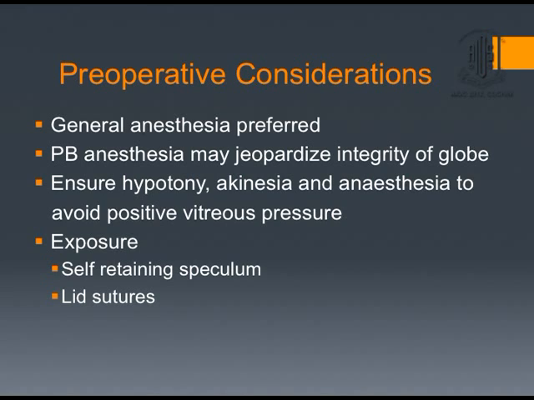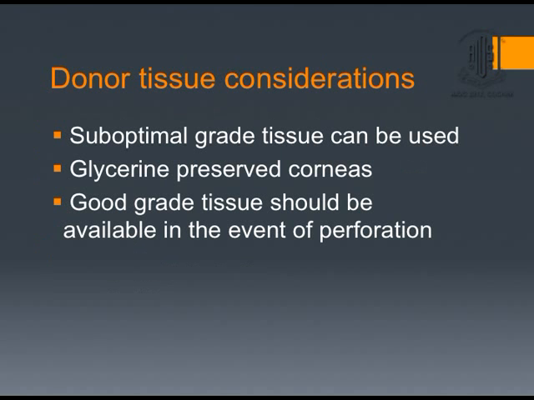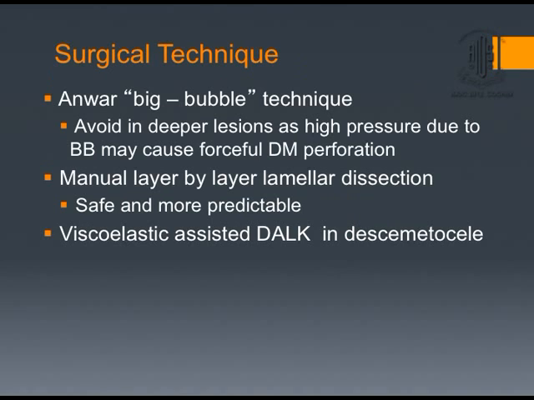We prefer to do it under general anesthesia. Peribulbar anesthesia may jeopardize the integrity of the globe. Ensure hypotony, akinesia, and anesthesia, and exposure should be done preferably with lid sutures or a self-retaining speculum. Regarding donor tissue considerations, suboptimal grade tissue can be used. It has also been done with glycerine preserved eyes. However, good grade tissue should always be available in the event of a perforation. It has been done by various techniques, including Anwar's big bubble technique, manual layer by layer lamellar dissection, and viscoelastic assisted deep anterior lamellar keratoplasty in descemetoceles.